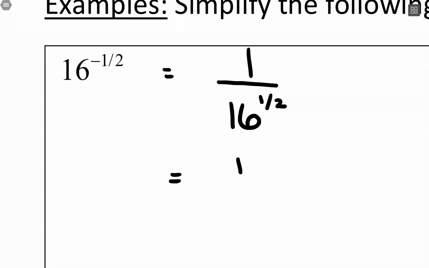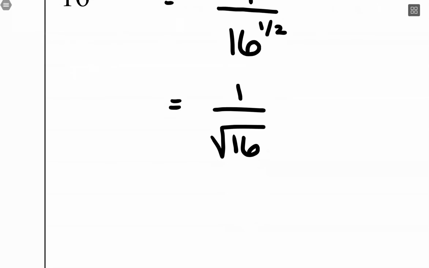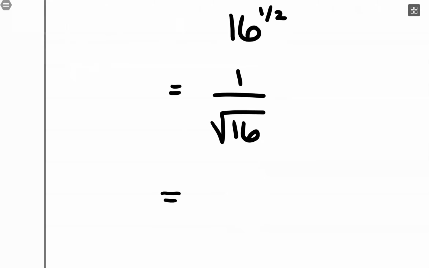So 16 to the negative 1/2 power, so I'm going to think about my fraction. So the negative is telling me to move to the denominator, so that base of 16 moves to the denominator, and where I had negative 1/2, it's now positive 1/2. And then in the numerator, I'll just have a placeholder of 1. So this will be 1 over, and 16 to the 1/2 is the same thing as square root of 16. And then we'll just evaluate the square root of 16, so it'll be 1 over 4.